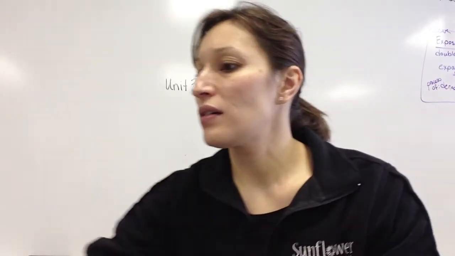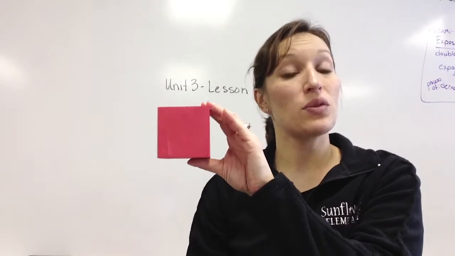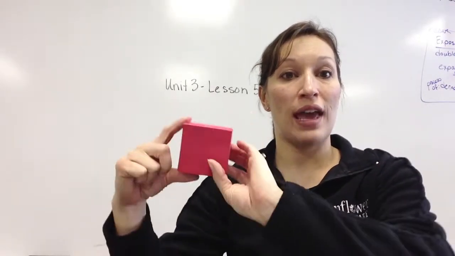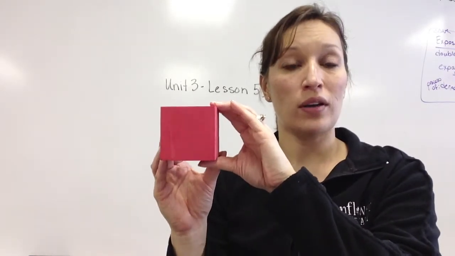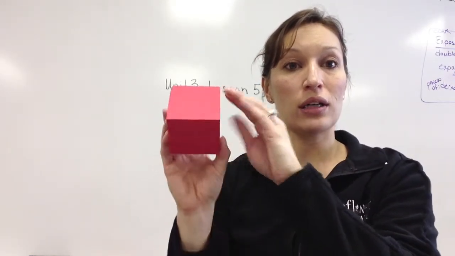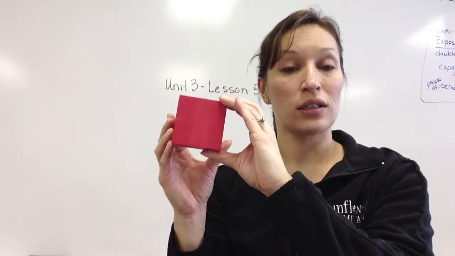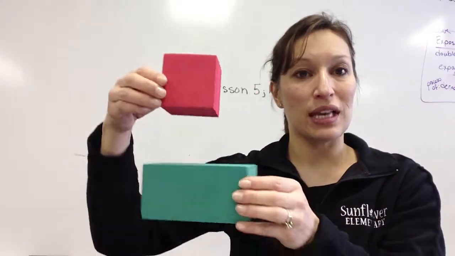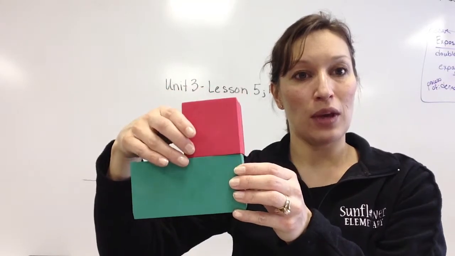Let's take a peek at this 3D shape, okay? This 3D shape, it has length, width, and height, okay? We can measure the height, okay? Let's see what its faces look like. Square, square, square, square, square, square. All the faces are squares. So what I'm noticing is there's something about these that is common, okay?